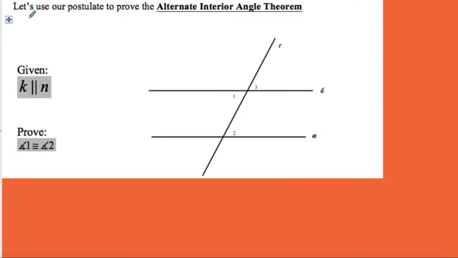So we're going to use that postulate to prove something about alternate interior angles. Now remember, alternate interior angles are angles that are on alternate sides of the transversal and on the interior of the two lines. So number one, I was given that K is parallel to N. So I'm going to mark my diagram with my given. Most important thing, mark diagram.